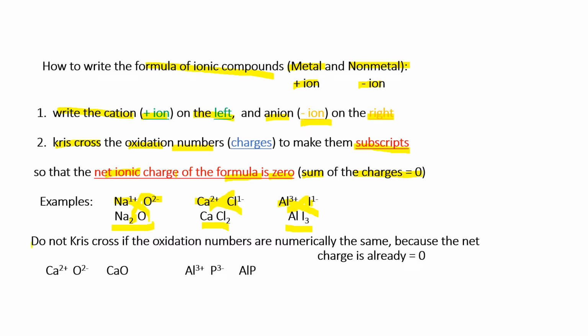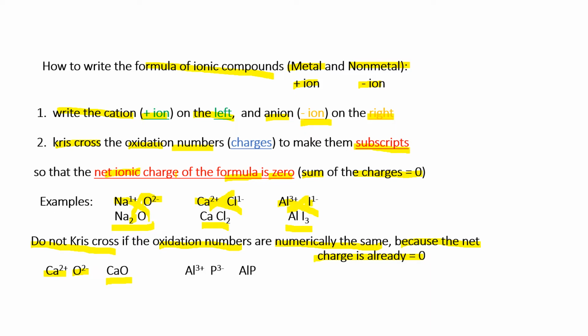Now, remember not to crisscross if the oxidation numbers are numerically the same. Why? Because the net charge is already equal to 0. Example, Ca 2 positive and O 2 negative, so equals 0, right? Therefore, the formula is simply CaO.